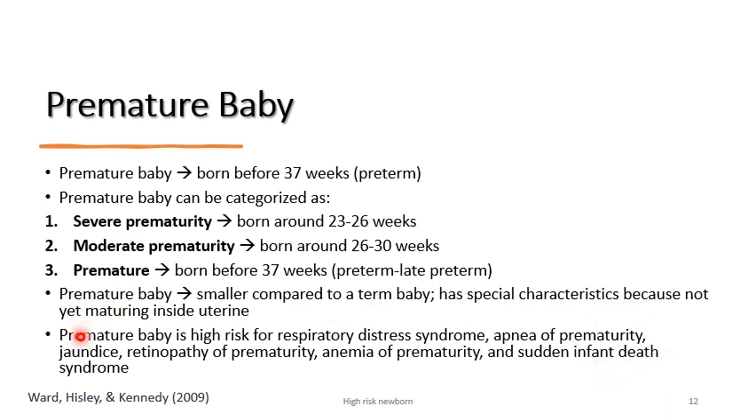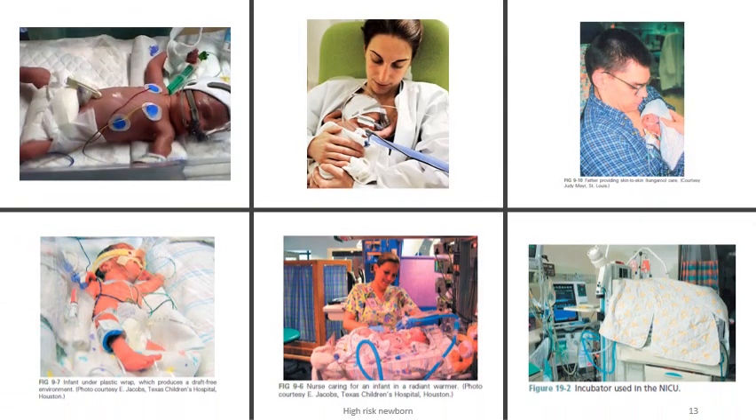So as a nurse, we really need to take precautions on what we can do to prevent complications, or just give the best nursing care that we can. These are some pictures of premature babies. We can see here premature babies with CPAP, and this is also a premature baby, and the mother is doing kangaroo care as well as the father.